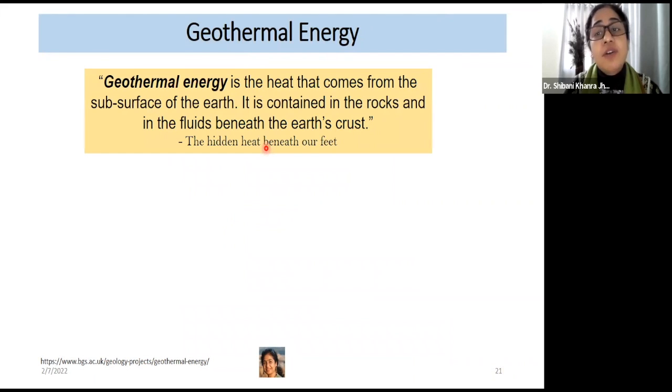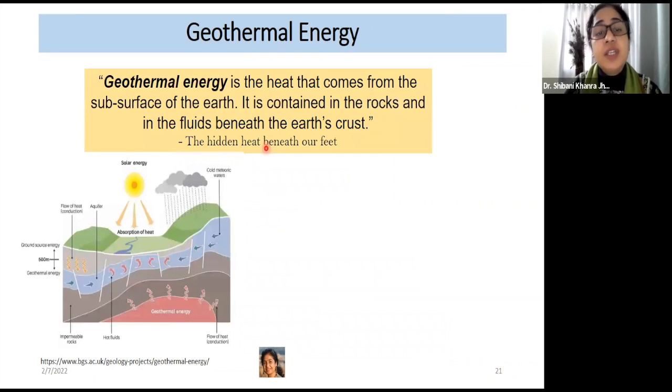It is contained in the rocks and in the fluids beneath the earth's crust, and it is renewable in the sense that the crustal heat continuously replenishes the geothermal energy zone by heating that particular zone in a continuous flow. So as you can see here, this is some subsurface portion that has been shown.